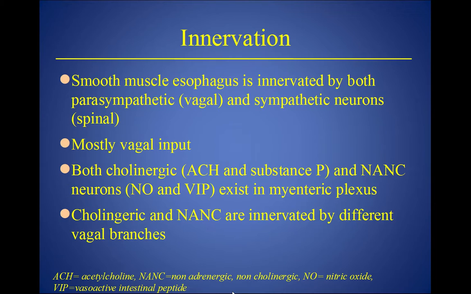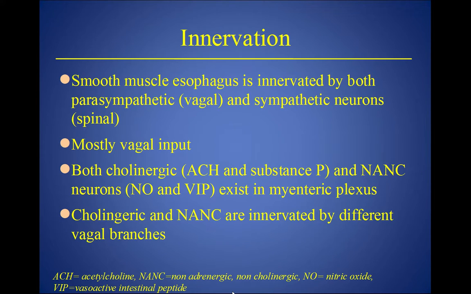which are nitric oxide and vasoactive intestinal peptide in this myenteric plexus. They are both innervated by different vagal branches, which I'll show you in the next slide. Very important to know in all of GI motility, essentially. There's a fairly simple interplay going on between positive and negative, plus and minus.